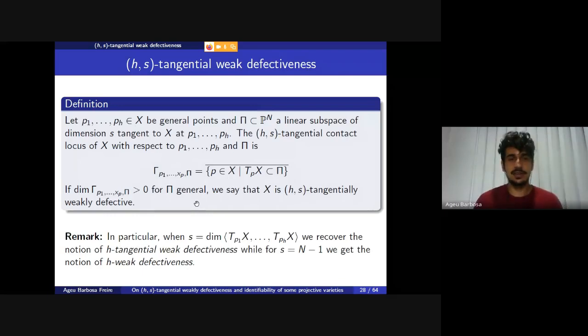First remark is that this notion generalizes the definition of h tangential weak defectiveness and also the definition of h weak defectiveness. This happens exactly when we take s to be the dimension of the h-th secant variety of X, which is exactly the dimension of this linear span here. When this happens, we recover exactly the notion of h tangential weak defectiveness. And if we take this pi to be a hyperplane, that is s to be n minus 1, we get the notion of h weak defectiveness.